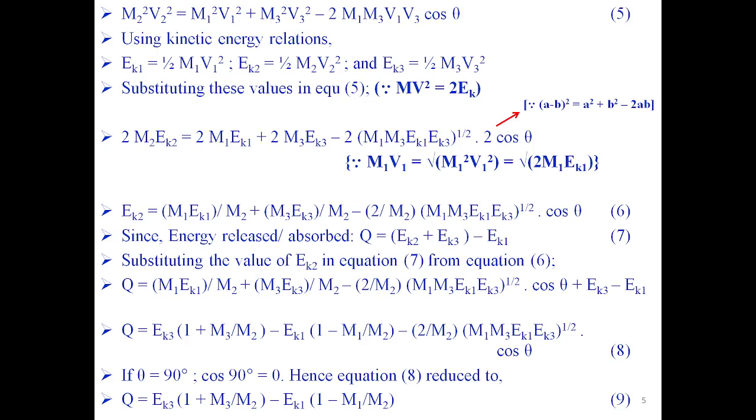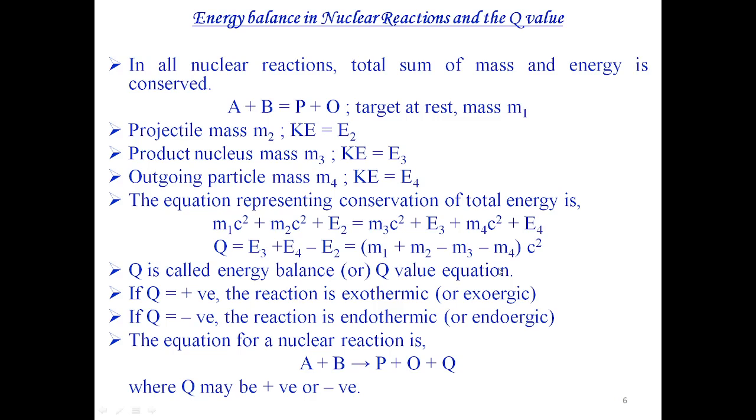That means the Q value. This is the expression for the Q value, and this is for the 90 degree angle of the scattered particle. If the scattered particle angle is 90 degrees, then we will get this energy equation. Otherwise, equation 8 is the common equation for the energy involved in the nuclear reaction. So this is about the energy involved in the nuclear reaction.